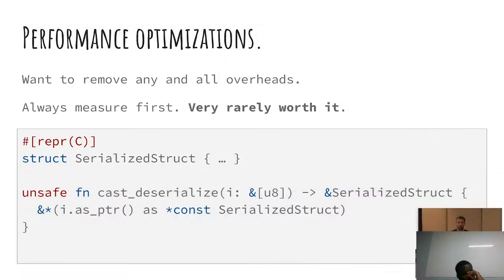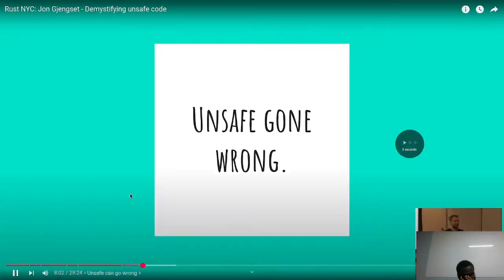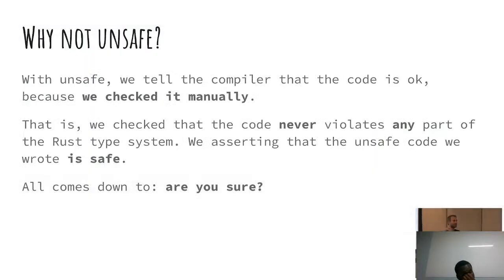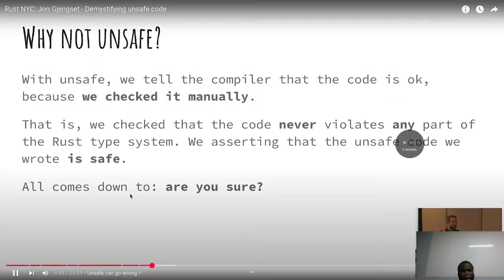Now that I mentioned some of the reasons why you might need unsafe, I also want to talk about the ways in which unsafe can go wrong. Remember that with unsafe, we're telling the compiler that the code is okay. We are telling it that we have checked the rules.